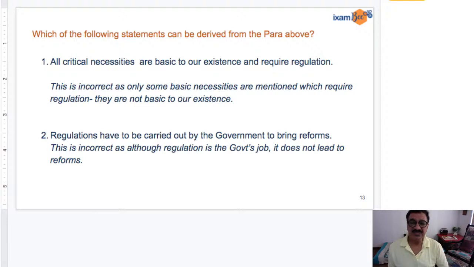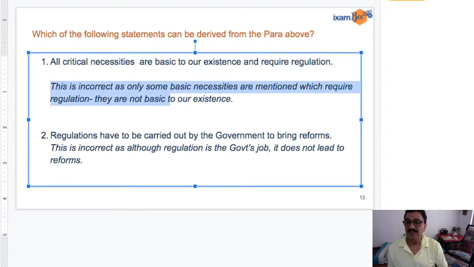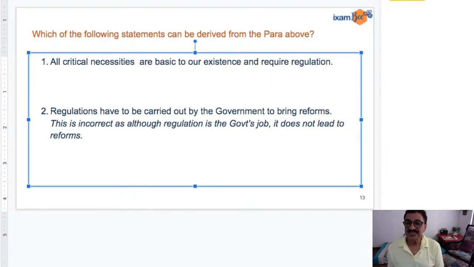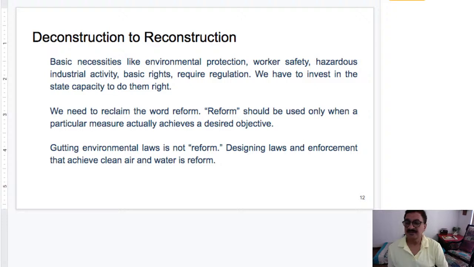Which of the following statements can be derived from the above para? All critical necessities are basic to our existence and require regulation. Is this correct? Yes? Some responses, please. No, there is no mention. Along says there is no mention of all, so it is incorrect. Anybody else?